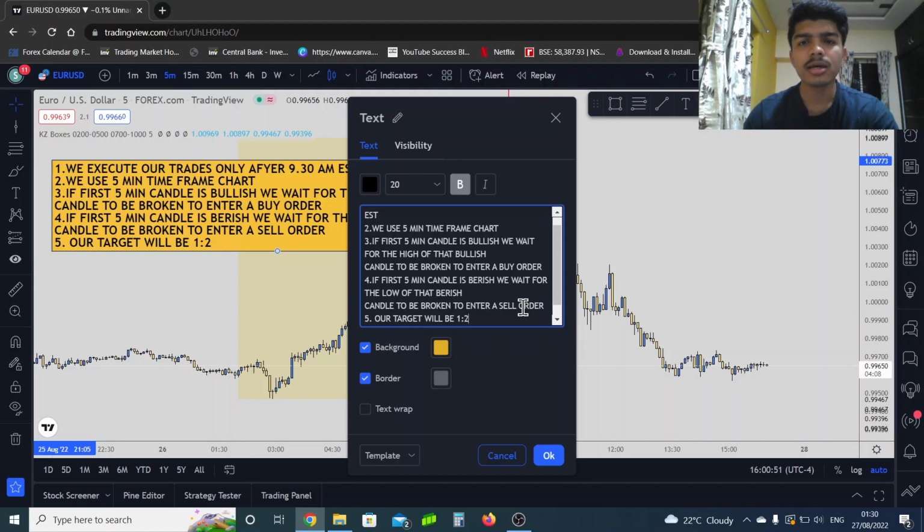Once your target moves to 1 is to 2, you have an option. You can take a stop loss to break even and let the trade continue going up or down, or else you can close your trade and you are done for the day. This is a strategy, right? Your target is 1 is to 2.